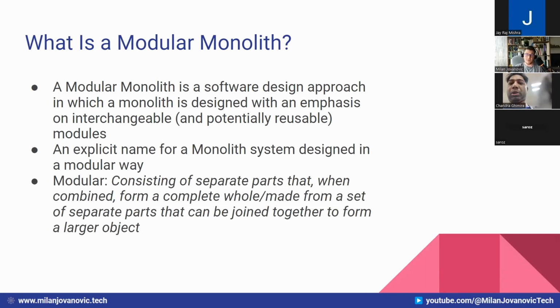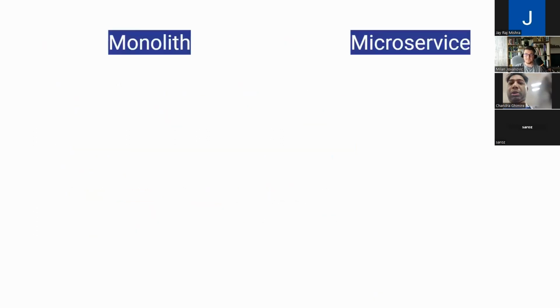And the definition for the word modular, because there's a lot of emphasis on modular, is consisting of separate parts that, this is important, when combined together form a complete whole. So the entire idea behind a modular monolith is that you have these parts of your system, which are called modules. They are each responsible for a subset of the features of that monolith. And then you put these modules together and you get your complete monolith system. So let's try to unpack this and see what I actually mean.